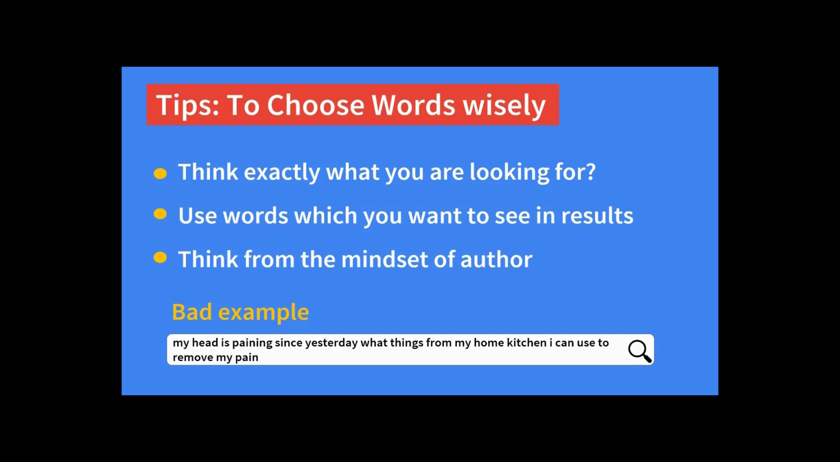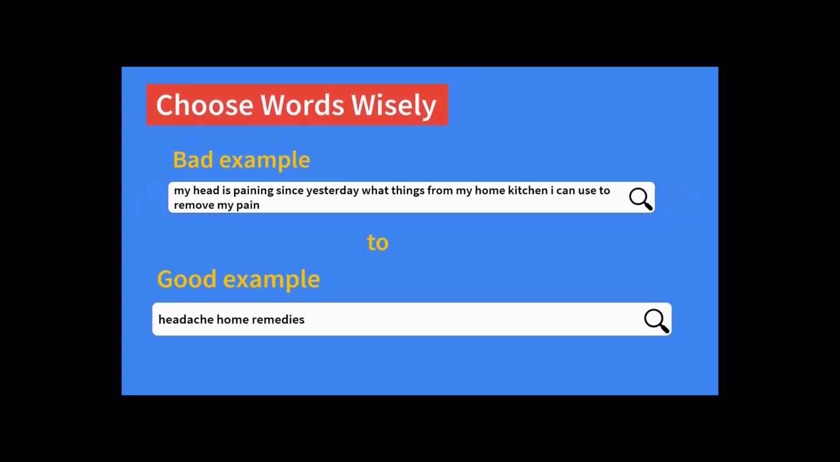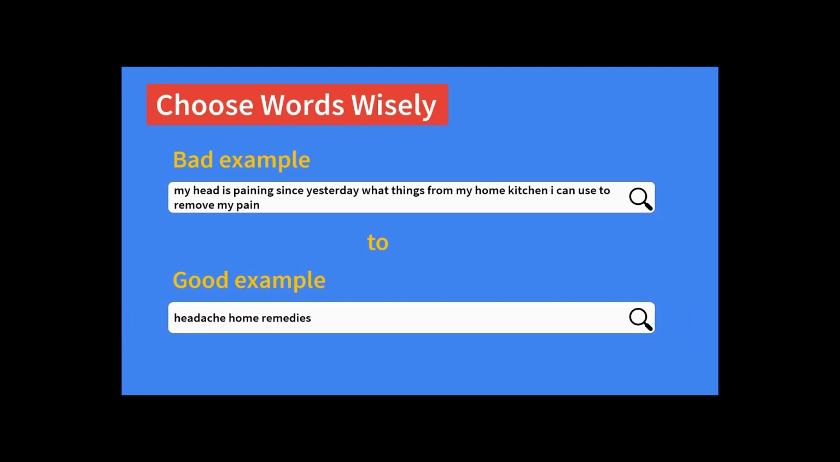Third is put yourself in the mindset of the author. This is something which you will learn with practice of understanding the search results. So for head pain, the common keyword generally used is headache, and for home kitchen things, the common keyword generally used is home remedies. The authors and creators of web pages use the common words on their site so that it is easily searchable for those keywords. So if I choose my words wisely, then I can turn my bad example into a good example, that is headache home remedies.